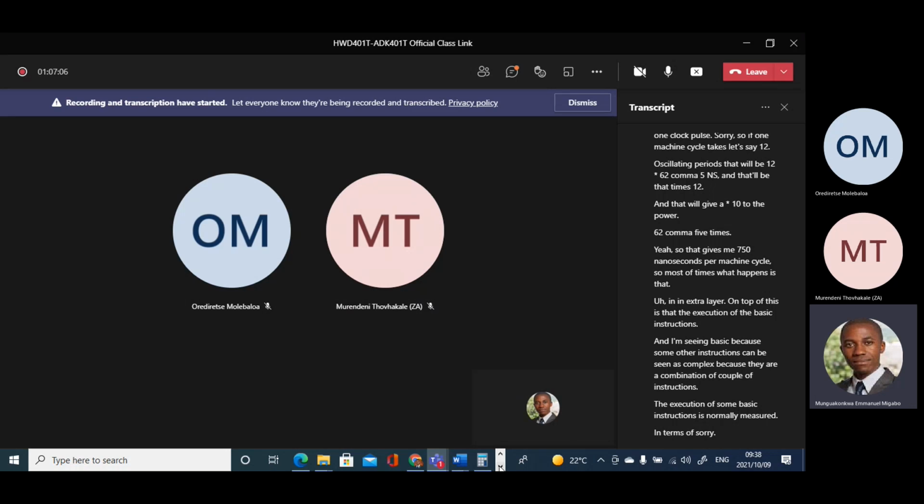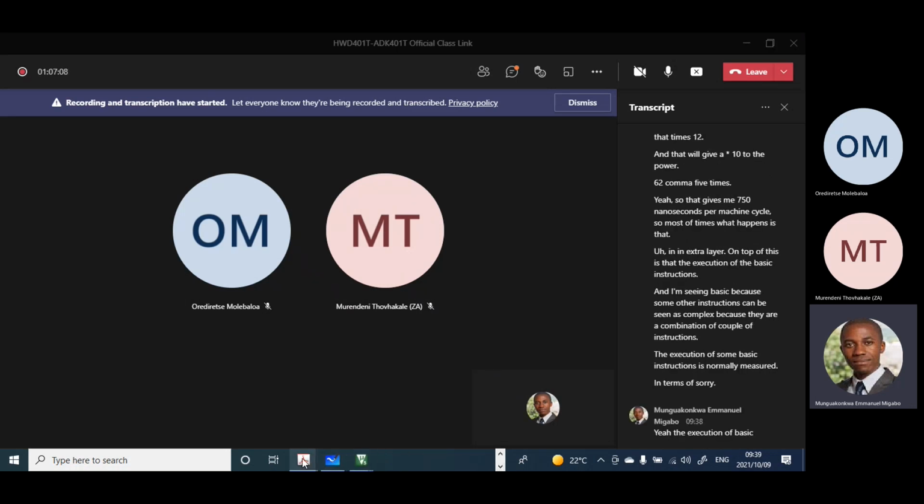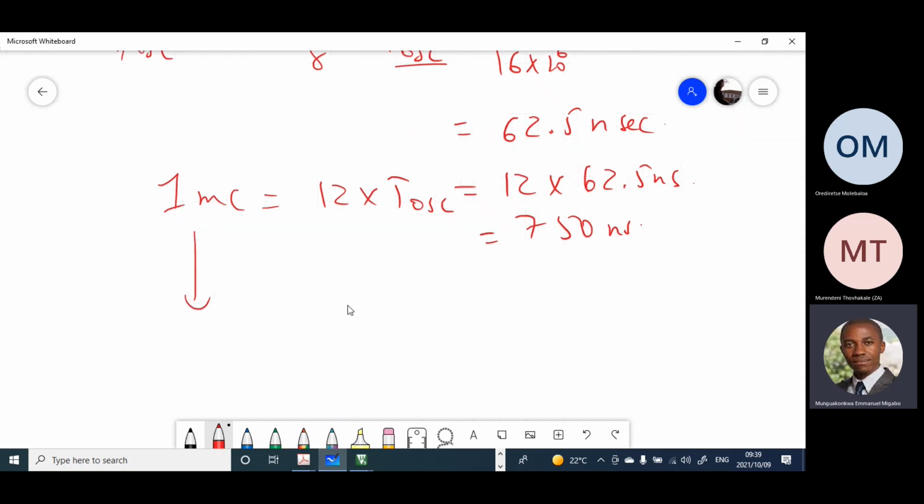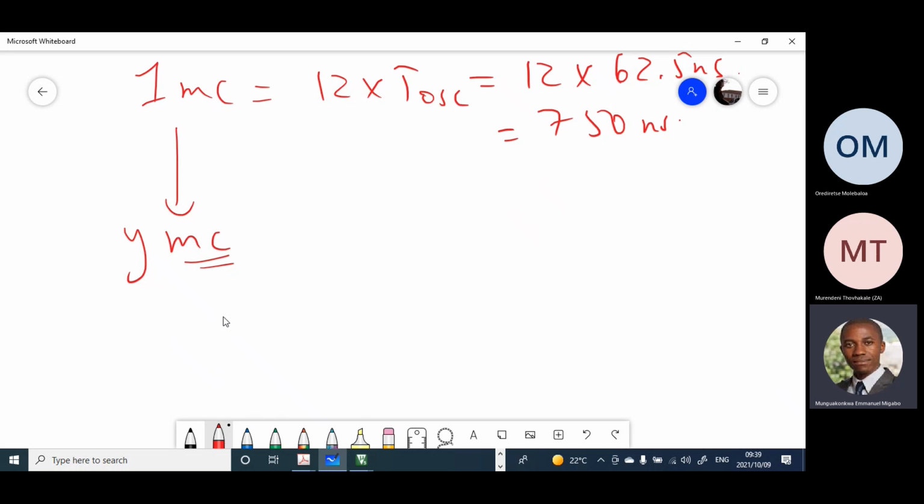Yeah, the execution of basic instructions of the microcontroller, of which every microcontroller or any computer system for that matter has got a set of basic instructions. For all of those basic instructions, their execution is evaluated in terms of the number of machine cycles they take to execute. So if a specific instruction, maybe addition of two numbers, if I go assembly, or even if I do it in C, it's still the same.